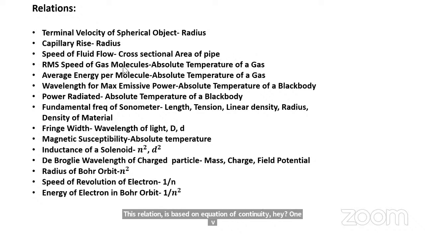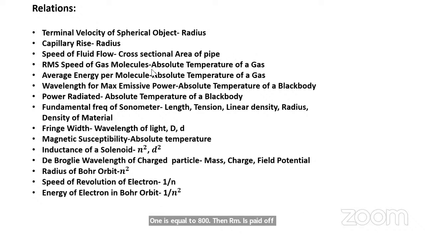Then RMS speed of a gas molecule. How is it related to absolute temperature of a gas? RMS speed is equal to under root 3 RT by M. So it is directly proportional to square root of temperature. Average energy per molecule of a gas. How it is related to absolute temperature of a gas? Okay, 3 by 2 kBT. So that relation also you can quickly revise.